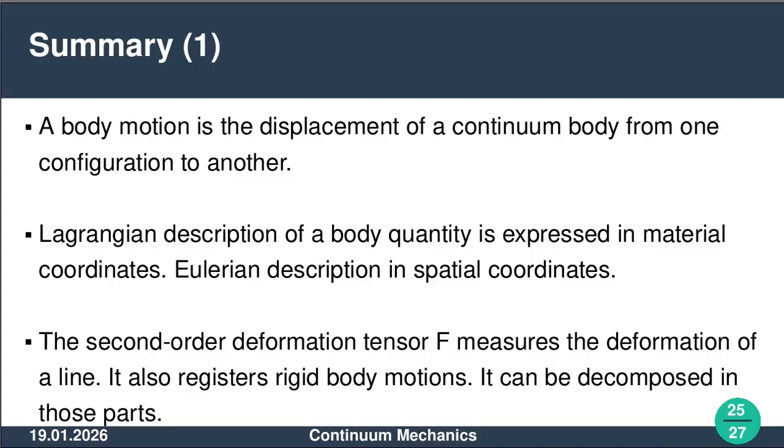So the second order deformation tensor F measures the deformation of a line, but it also registers rigid body motions. It can be decomposed into those parts. We've seen that F is equal to R times U, for example, R being the rigid body motion and U the actual deformation, the stretches.